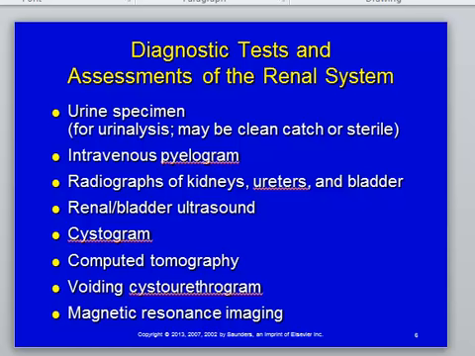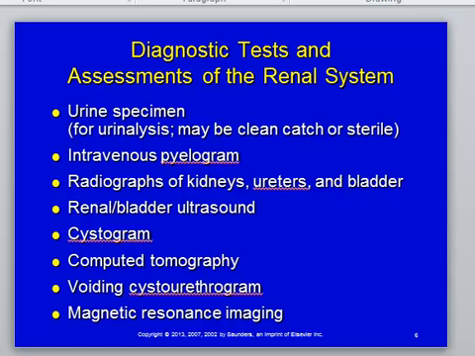Let me just refer you to the common labs and diagnostic tests on page 456 if you wanted to follow along. I think it's important that you have a basic understanding of what's normal for specific gravity. And if it's high, what does it mean? And if it's lower, what does it mean?